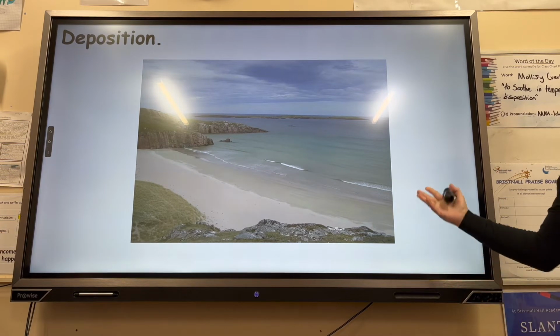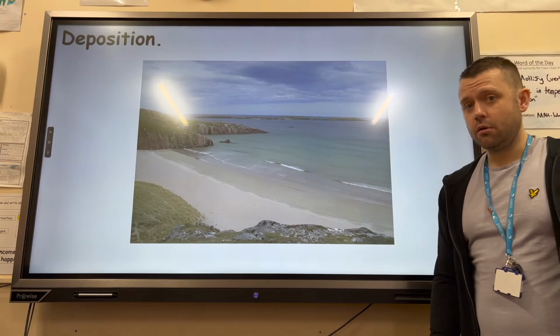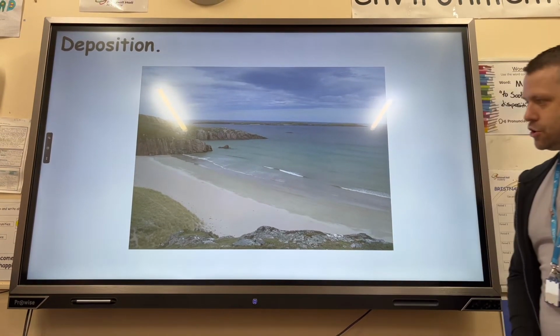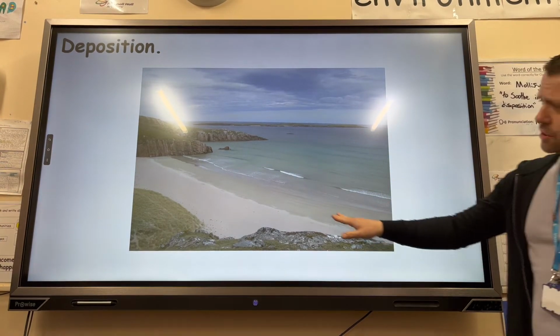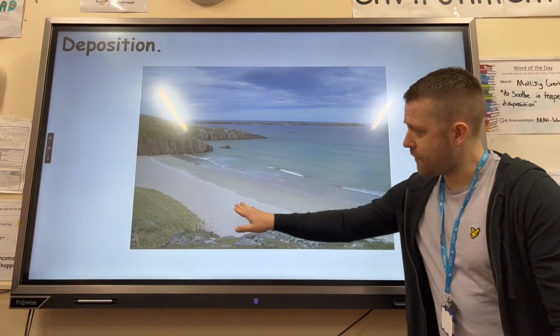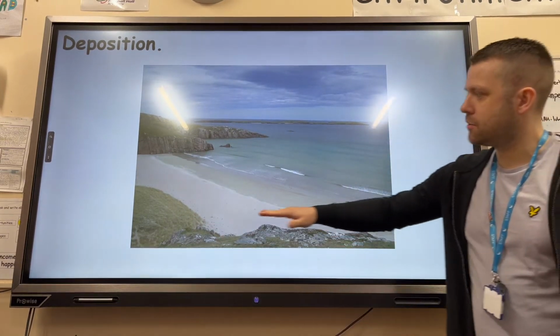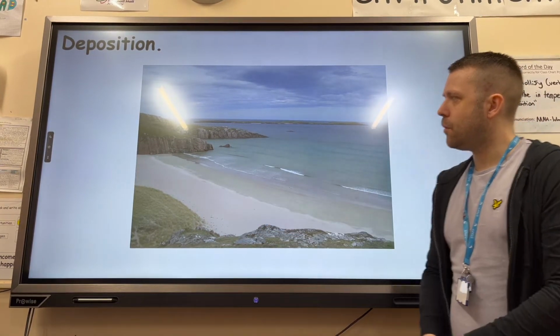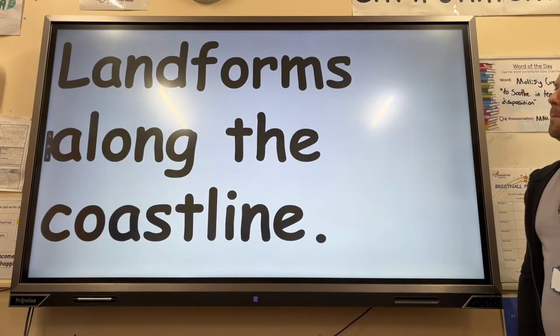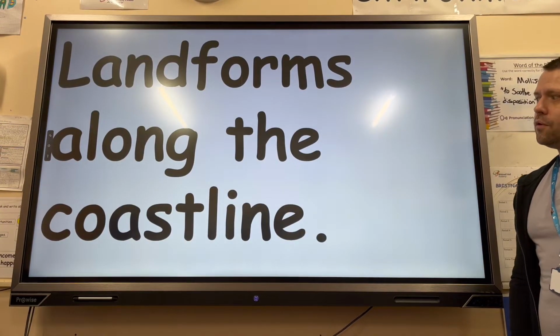Deposition is basically when the sea puts down material. It usually happens in low energy environments, and as a result, as you can see in this photograph, sand has been deposited at the base of this cliff, probably on top of a wave-cut platform, and formed this beautiful sandy beach.